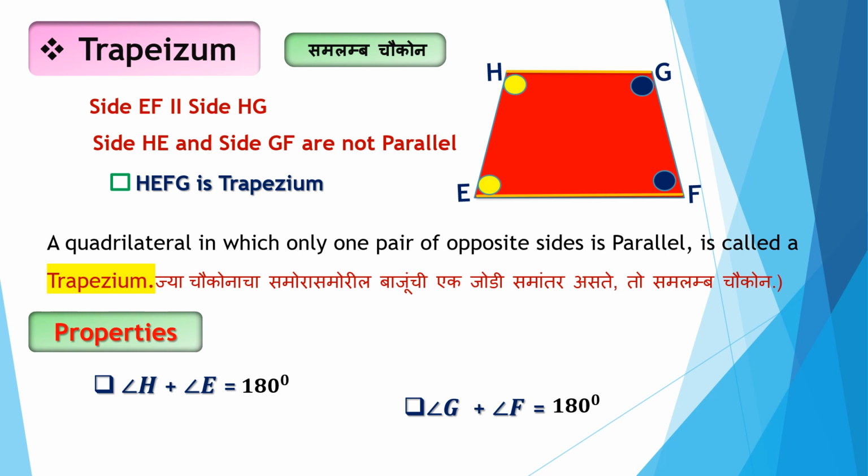Here we see HG parallel to EF, that means both are parallel lines, and angle H and angle E are interior angles. So the sum of these interior angles is 180. So angle H plus angle E is equal to 180.